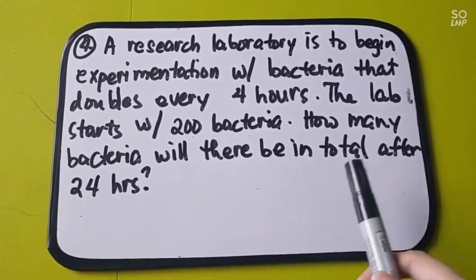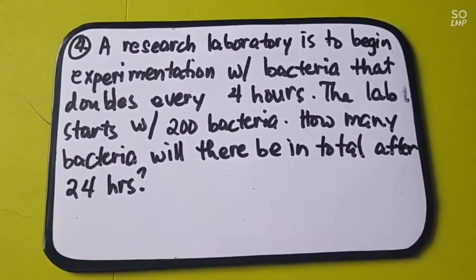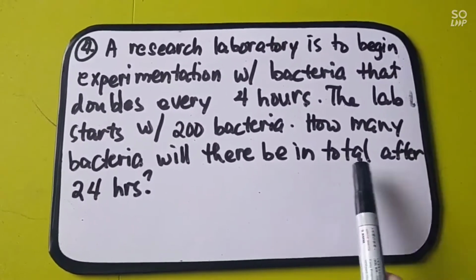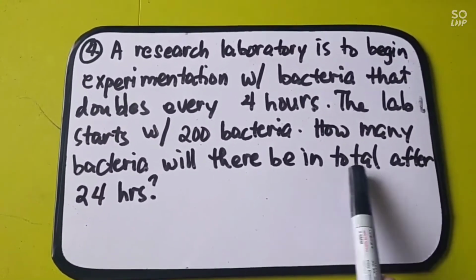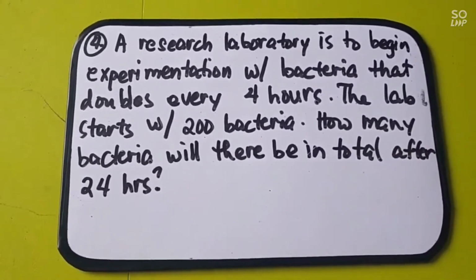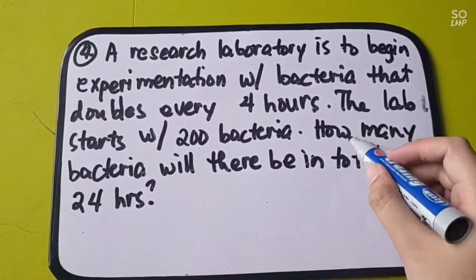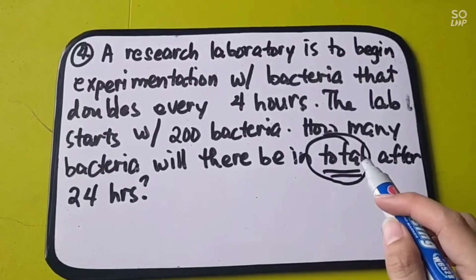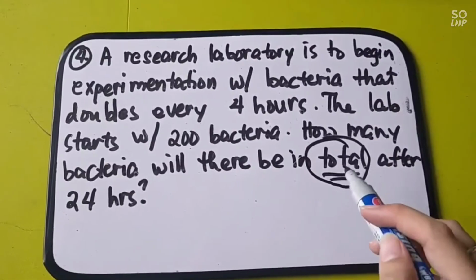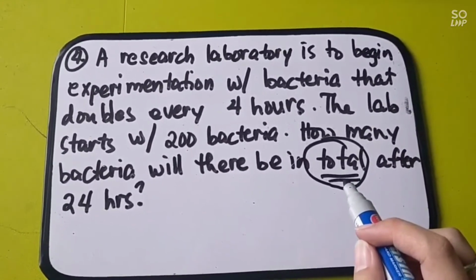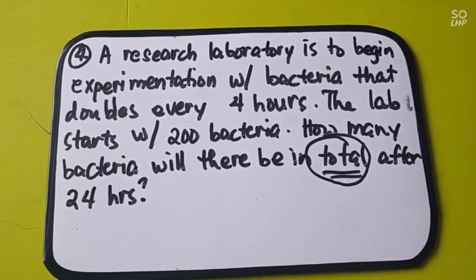So, let us see if it is a geometric sequence or a geometric series. It says, how many bacteria will there be in total after 24 hours? Since we have the word total, all in all. When it says total, the sum is what we are looking for. So, therefore, this one is a geometric series. Is it clear? Okay? So, let us solve this one.